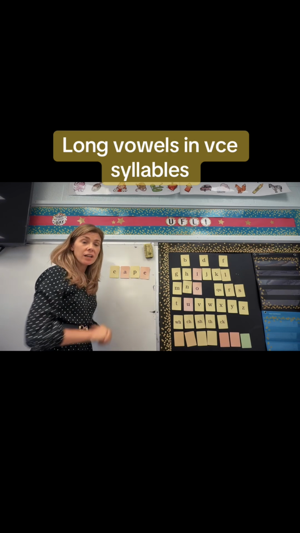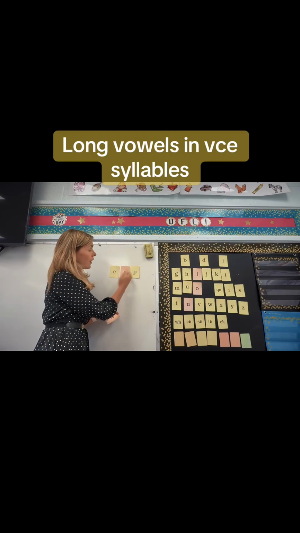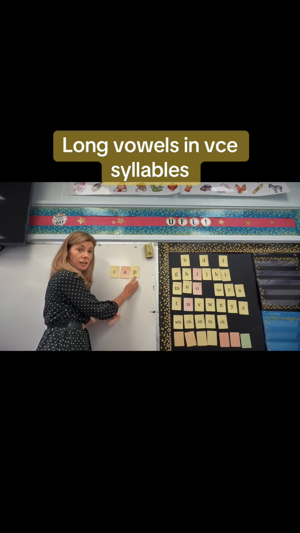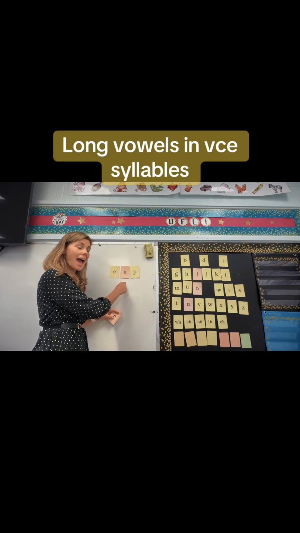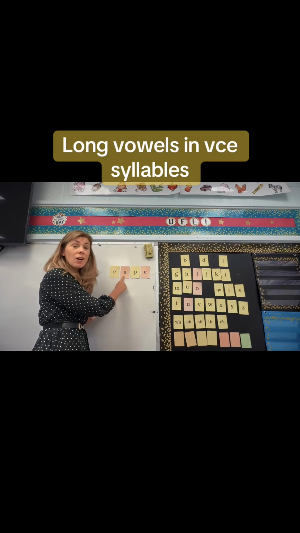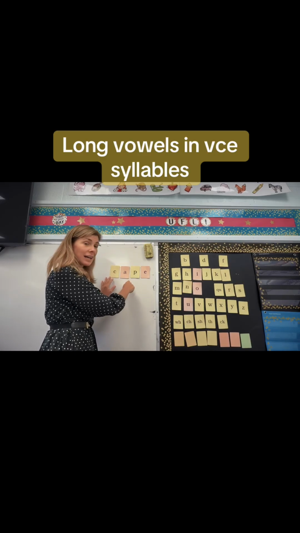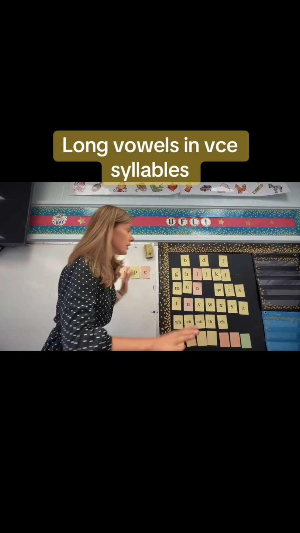It's called a vowel, consonant, E syllable type. This is called a closed syllable type. When the vowel is closed in by any consonants afterwards, it makes a short sound, the A sound. When you put the E on the end, the A no longer says A and it says A, and this says cape. These are called vowel, consonant, E syllable types. Let's try another one.